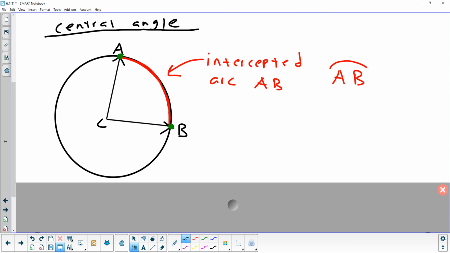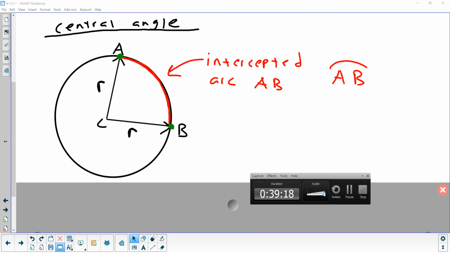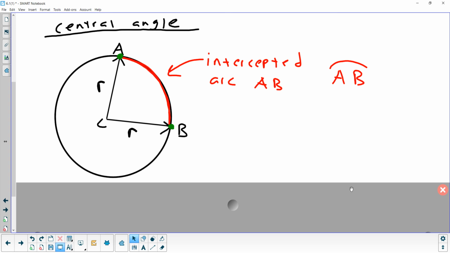Now, ray CB and ray CA are the initial and the terminal sides of an angle, but they're also the what of that circle? Caleb? Radius. They're the radius. So the length of CB is R. The length of CA is also R. Okay, all right. So everyone agrees that these two rays are the radius of the circle.